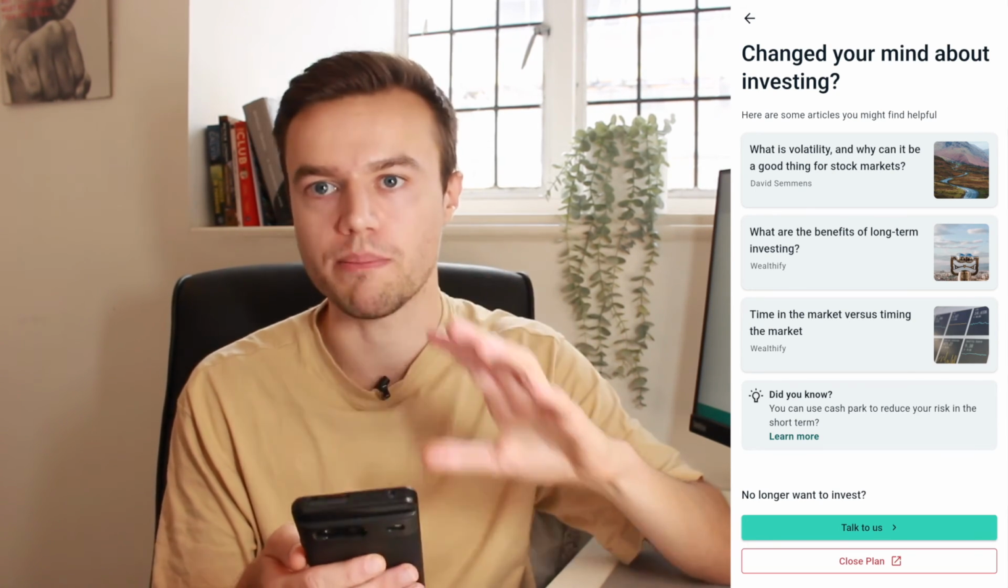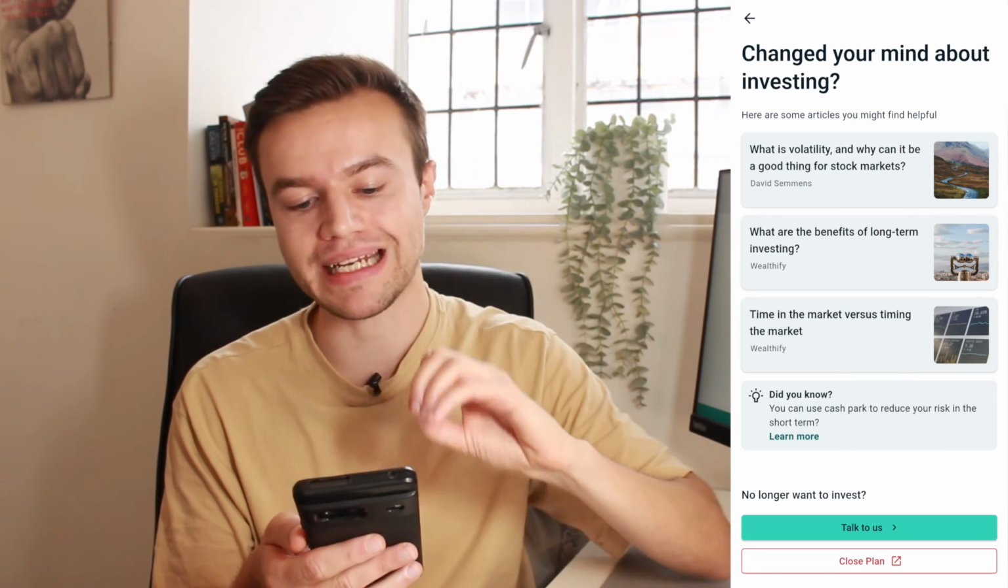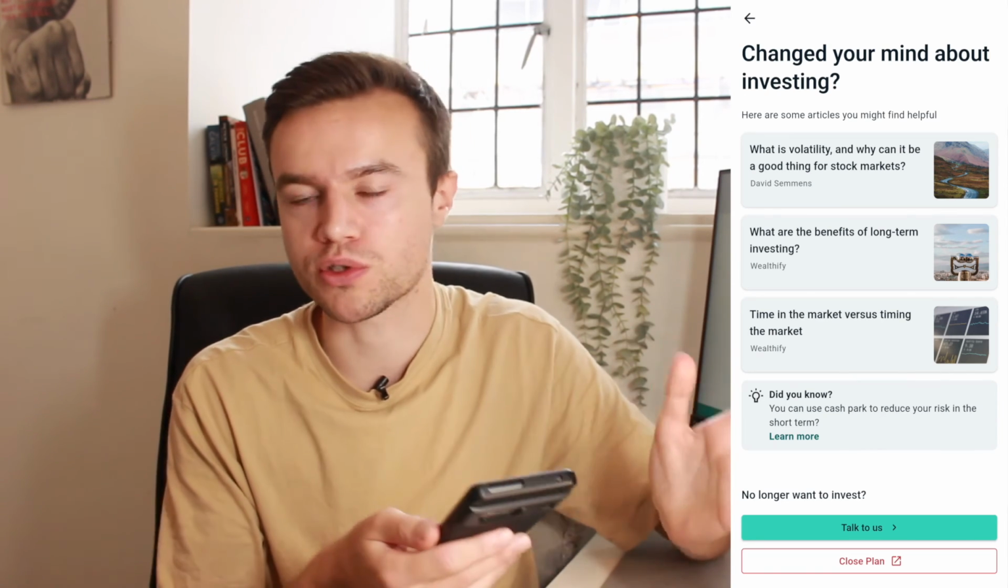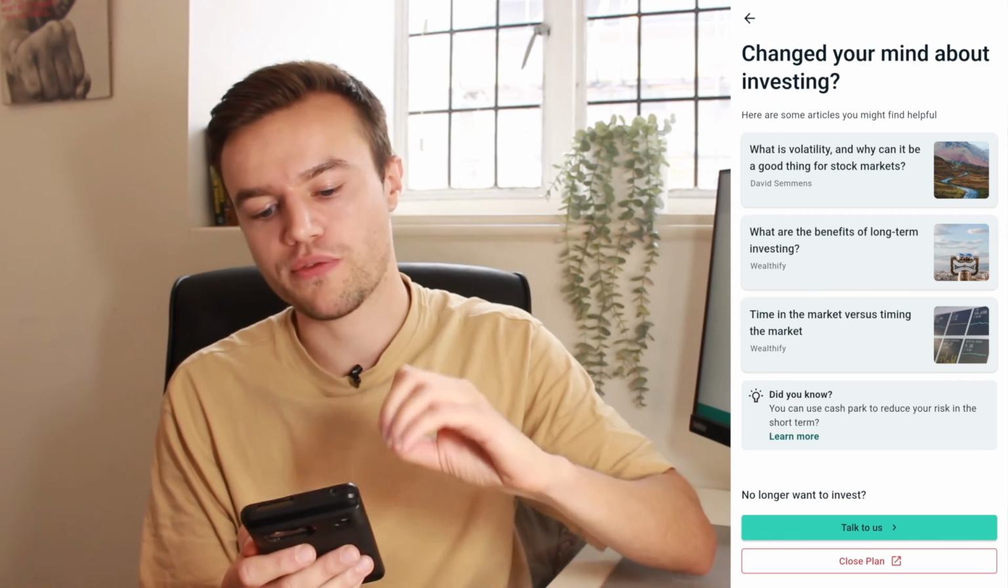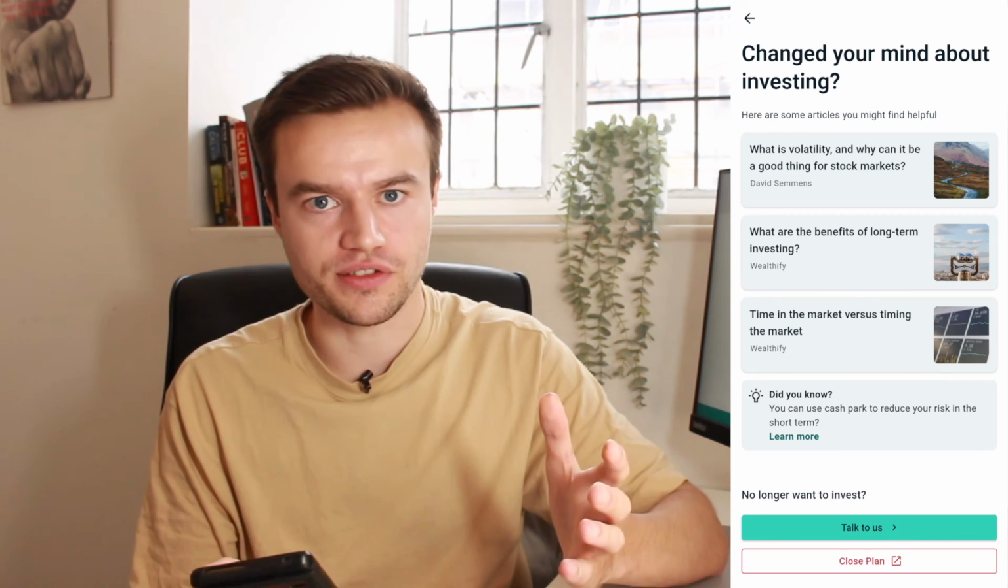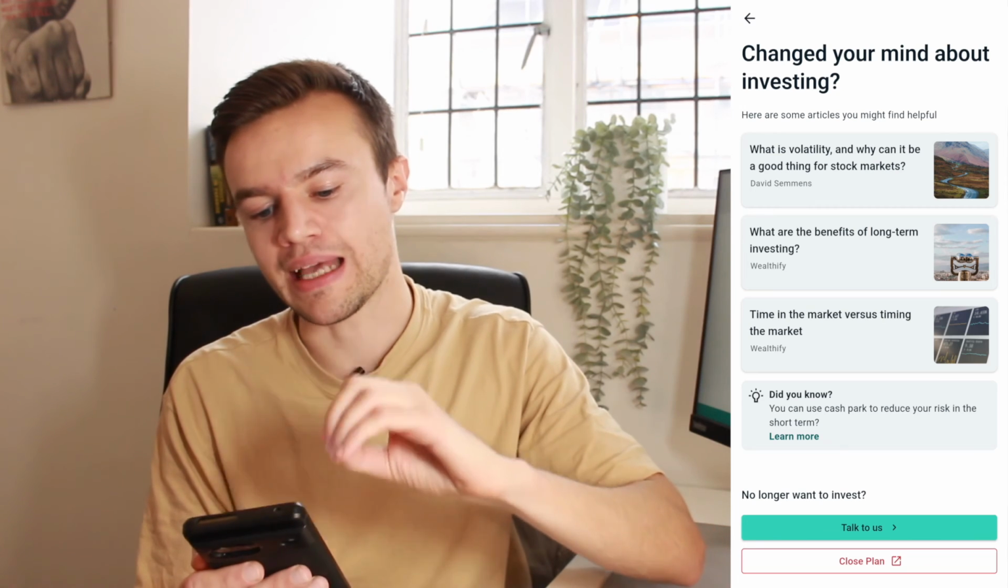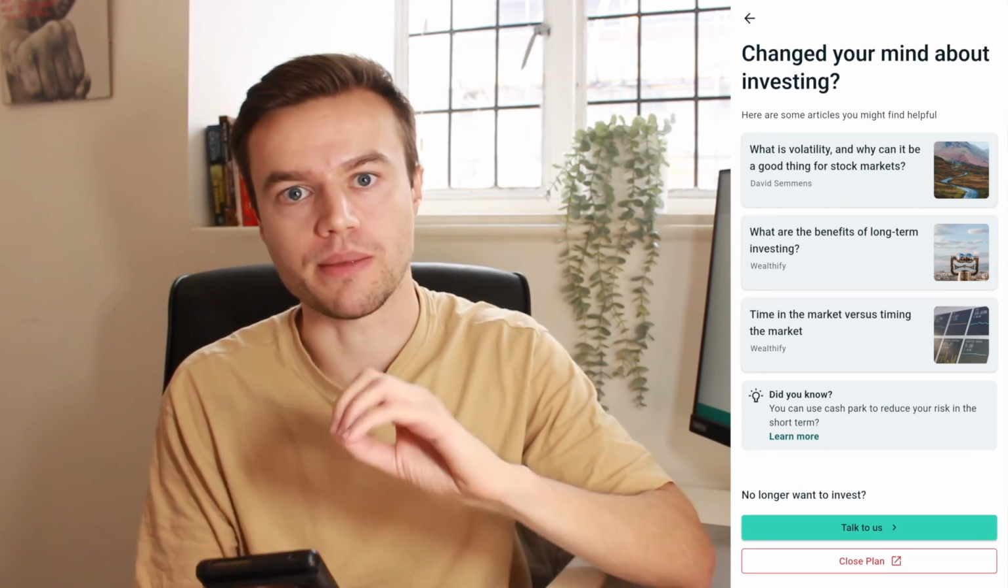about having that long-term mindset, and I think this is very important as many people do fall into a short-term trap if they're not seeing positive returns in 1, 2, 3 months. They may get scared and just want to sell as they'd rather have the money than risk losing some money. So it's good that Wealthify is providing these articles to educate their users of the benefits and what long-term investing is to try and avoid them making short-term panic-driven emotional decisions.